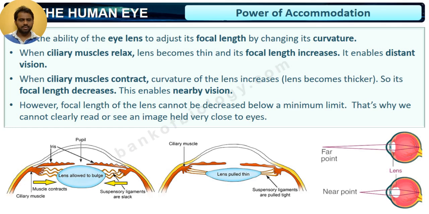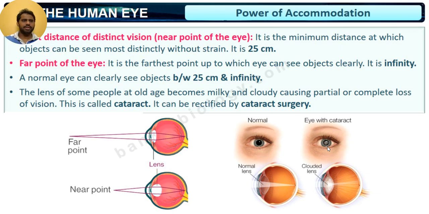That's why we cannot clearly read or see an image held very close to the eyes. For the eye we have a far point, that is infinity, and a near point, that is approximately 25 centimeters. If you write something on a piece of paper and bring it close to your eyes, till 25 centimeters you will be able to read it, but if you bring it closer, you will have difficulty reading it.